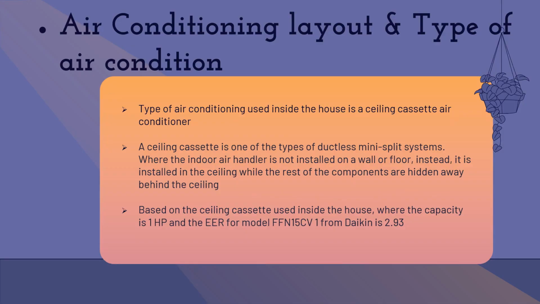The type of air conditioner used inside the house is a ceiling cassette air conditioner. The ceiling cassette is one of the types of ductless mini split system, where the indoor air handler is not installed on the wall or floor, but instead is installed in the ceiling, where the rest of the components are hidden away behind the ceiling. Based on the ceiling cassette used inside the house, the capacity is 1 horsepower and the energy efficiency rating for the model from Daikin is 2.93. The higher the rating, the more efficient the aircon unit is.